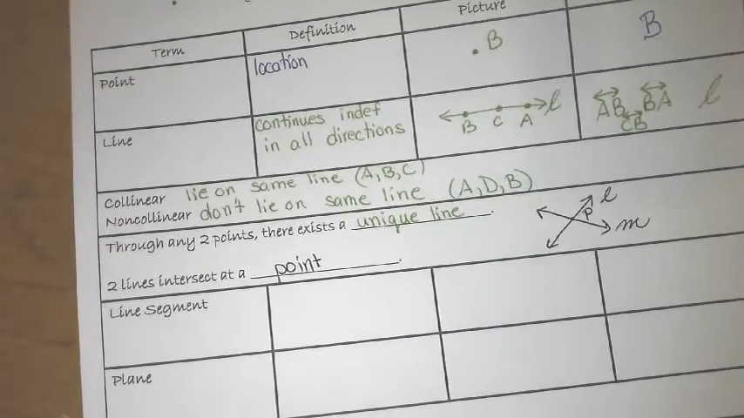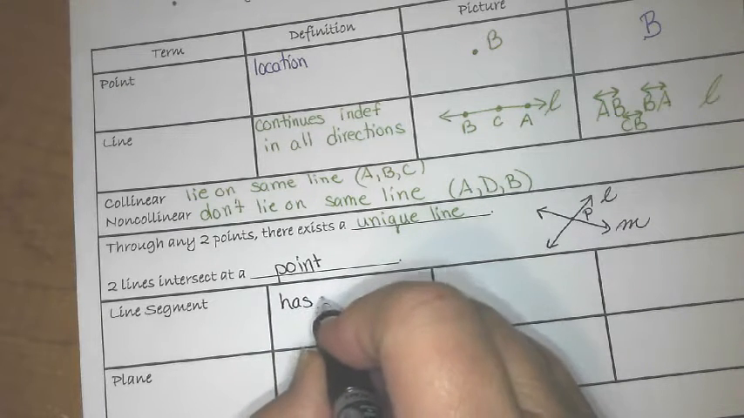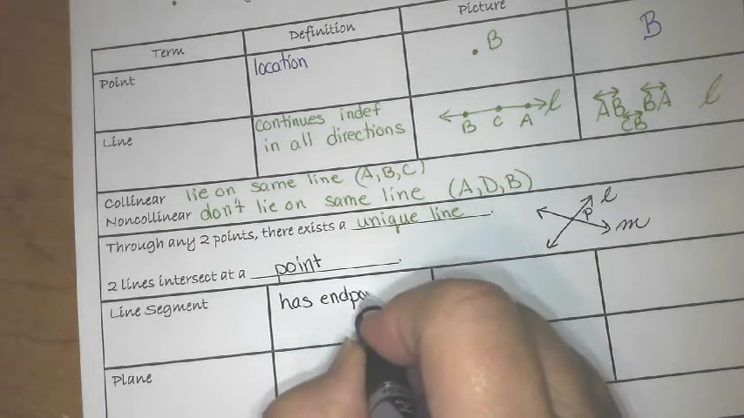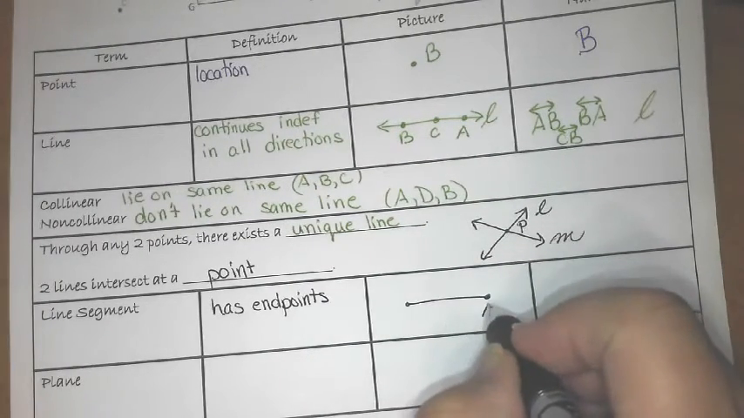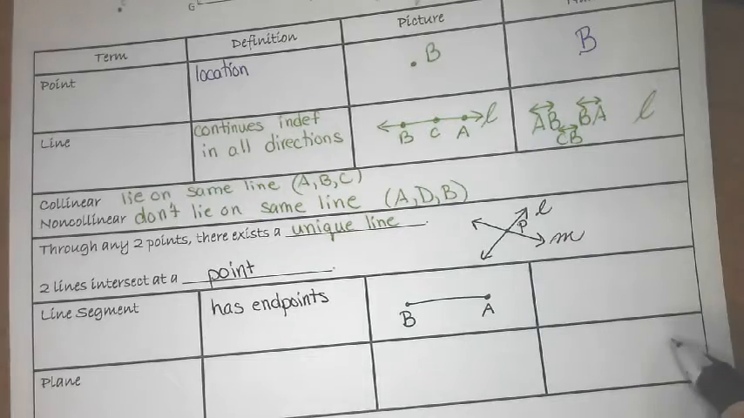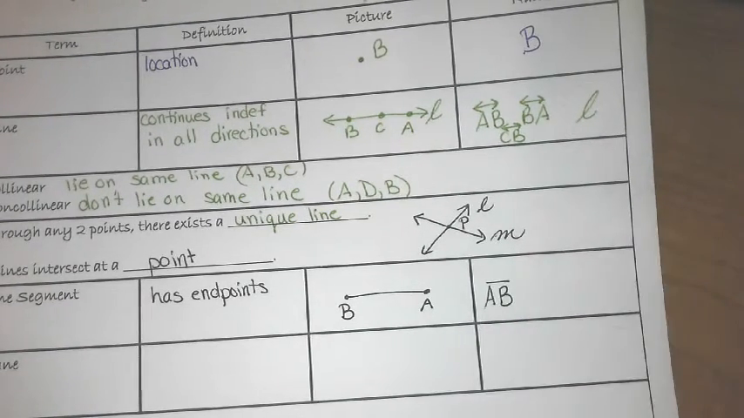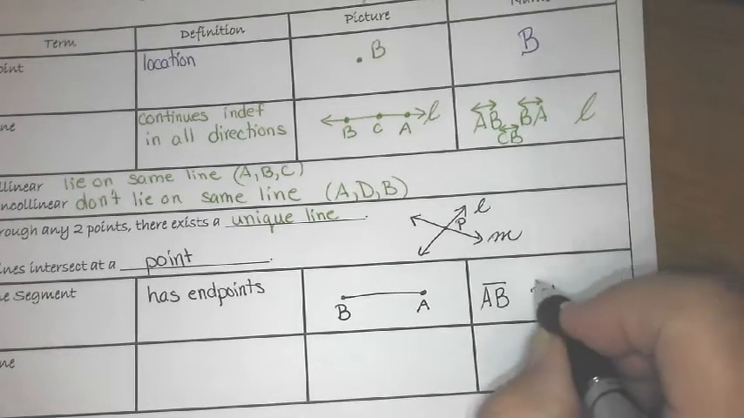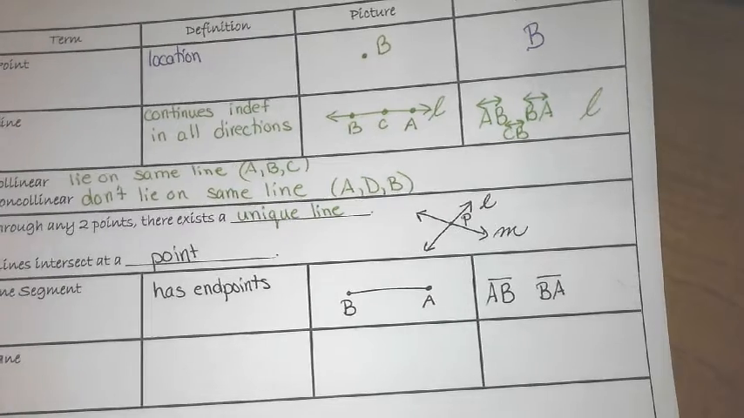Next up we have line segment. A line segment is a part of a line, but it has endpoints. It does not continue indefinitely in both directions. So a line segment might look something like this with the endpoints. We name it with the 2 letters, the 2 endpoints, and we put a segment bar on top of it. I can also reverse those letters and say segment BA, and I'm talking about the exact same segment. So you name the endpoints and put the bar on top. That represents a line segment.